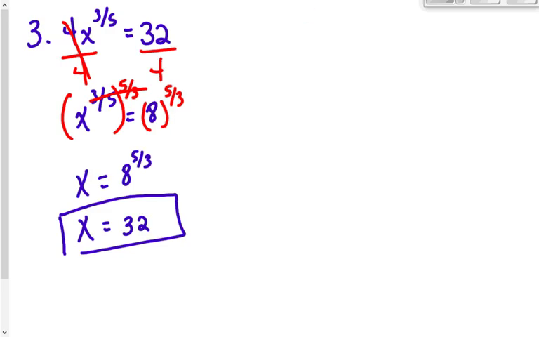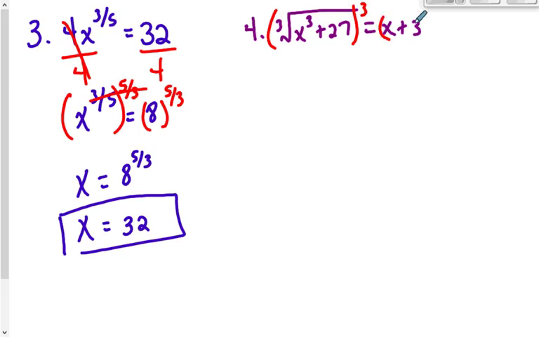All right, then let's look at number 4. Number 4, we have the cube root of x cubed plus 27 equals x plus 3. What do I do first? I can't move everything over yet. There you go. Very good. Cube both sides.